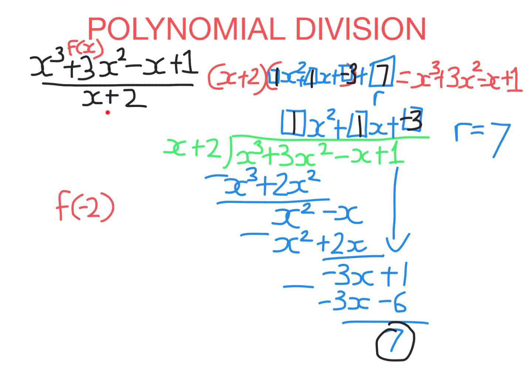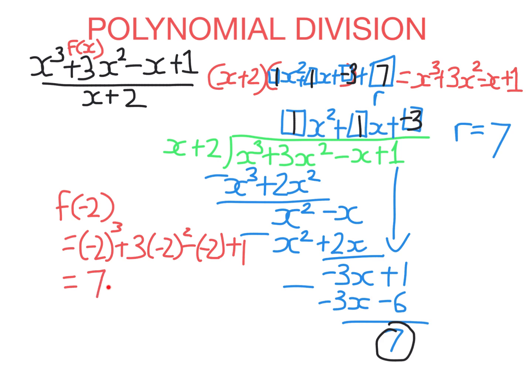It's always the negative of this, or the root of the polynomial by which you're dividing. So this just means substitute negative 2 into this expression here. So that is x cubed plus 3 times x squared, subtract x plus 1. And if I put that on the calculator, I get 7. That's what the remainder should be. That's the remainder I obtained, so I know I'm on the right track.